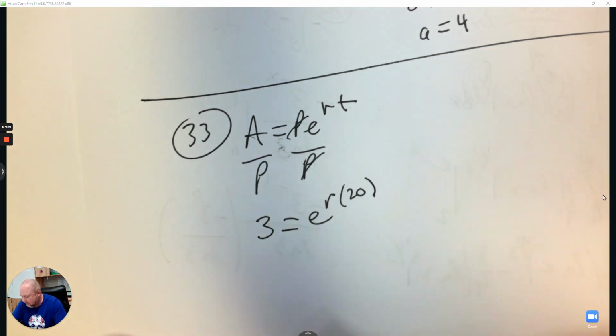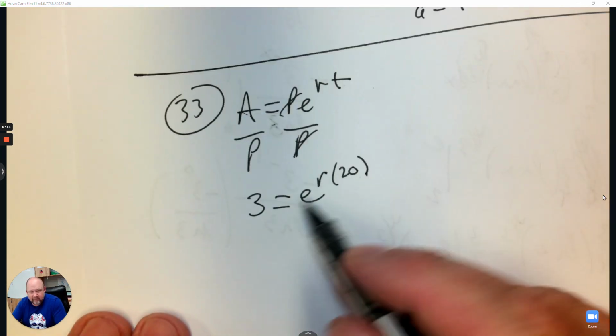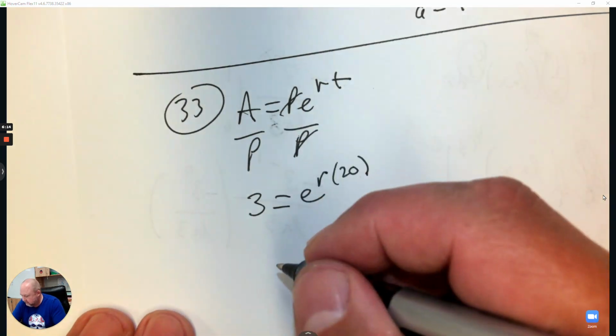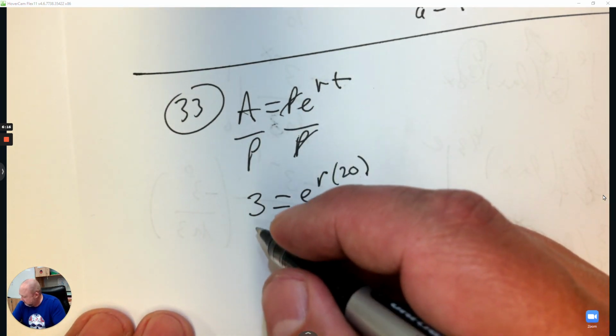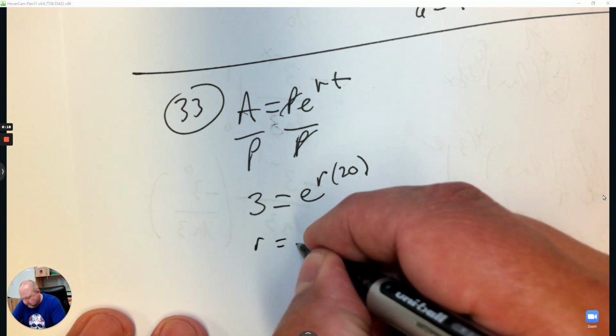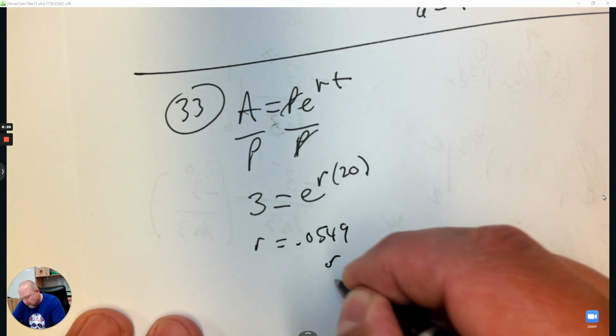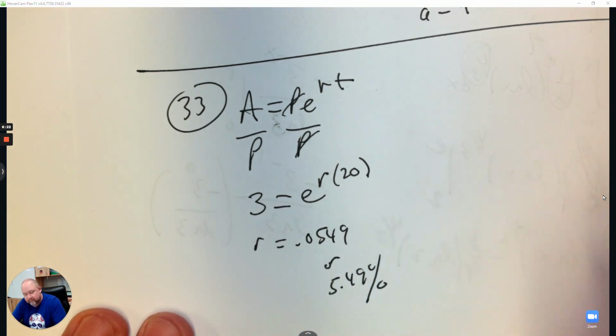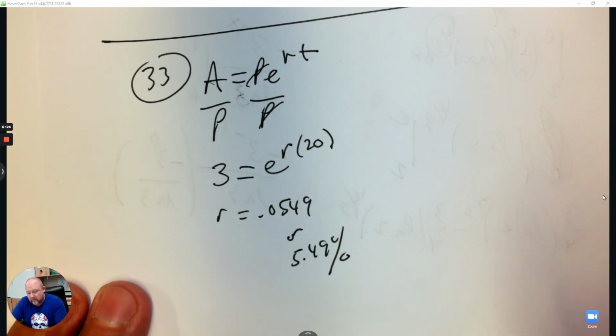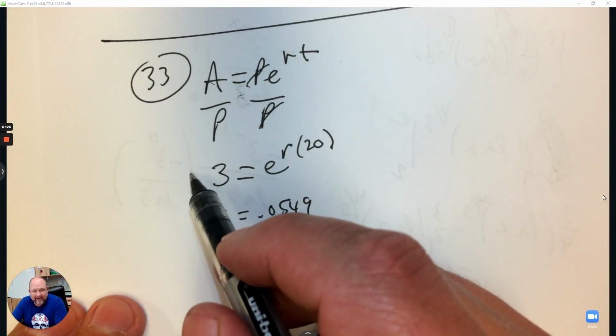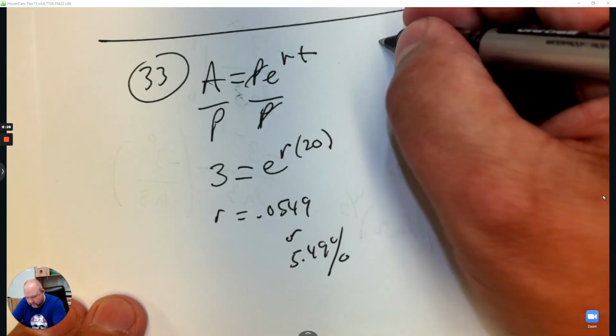and it's 20 is the year. Type that in your calculator, just solve that equation, and it's 0.0549, or 5.49%. So again, you press menu, algebra, solve, and you just solve for R. 34.